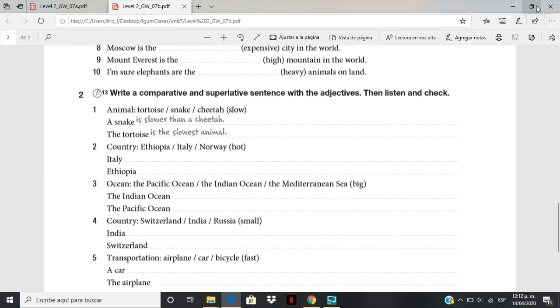4. India is smaller than Russia. Switzerland is the smallest country. 5. A car is faster than a bicycle. The airplane is the fastest transportation. Okay, well, I hope you solved this exercise just quickly and that it was quite easy for you.